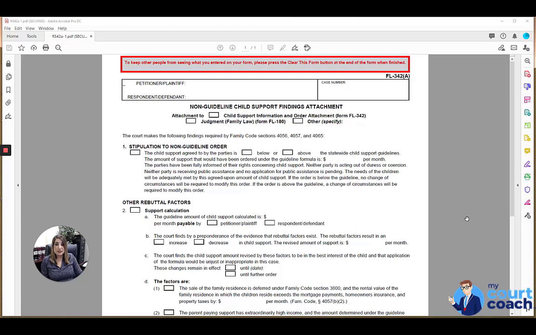I'm Sarah and I'm your instructor as we discuss the non-guideline child support findings attachment, also known as Form FL-342A. As with all our court forms, you want to fill in the identifying case caption information at the top. This is not a standalone form. This is typically attached to other forms and more typically attached to some sort of formalized order. So underneath the title, you would identify the document that this form is being attached to.